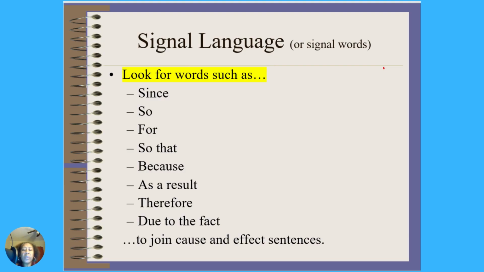All right, boys and girls, in cause and effect relationships, sometimes you will notice signal language, or some teachers may say signal words. You can look for words such as this list right here to help you identify cause and effect. Words such as since, so, for, so that, because. You see that a lot in a sentence. As a result, therefore, due to the fact. Now you can use these words, and there are a few more, to join cause and effect sentences.